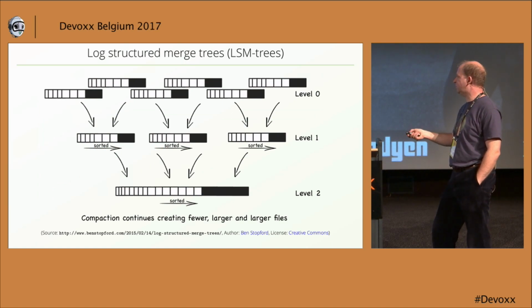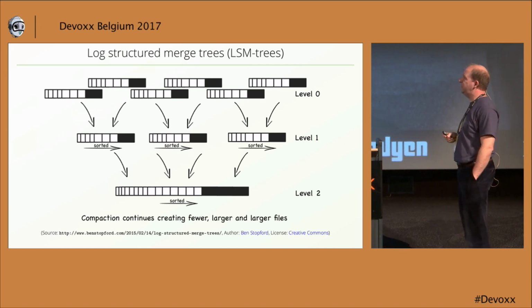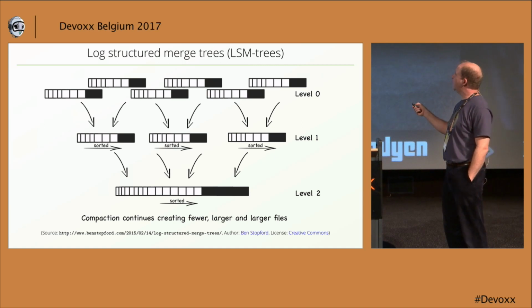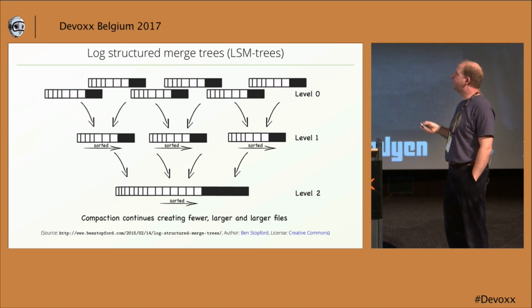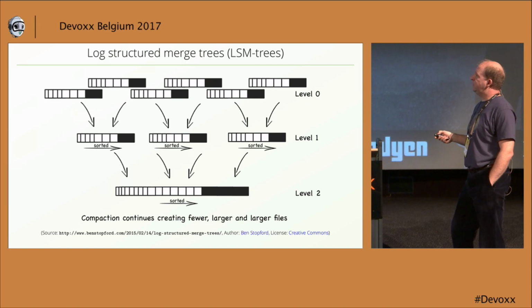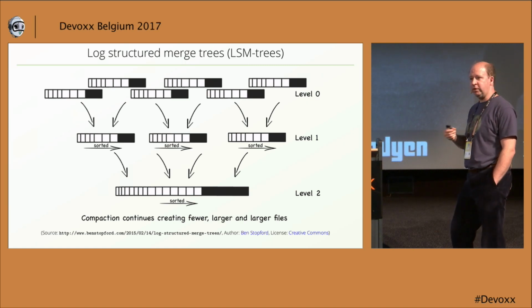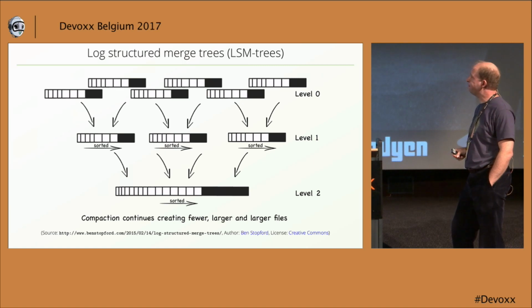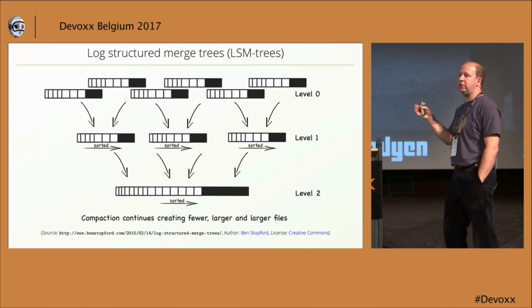I shamelessly stole this picture from a web page, which is cited down here, but it's a good picture. A log-structured merge tree organizes the data in levels, level 0 being the most recently inserted data. Essentially you have to imagine that the data flows in up here and over time ends up further down in the levels. Each level contains files which are sorted within the file. Again, we need sorting. And you can roughly imagine that each layer contains, say, 10 times as much as the previous one.